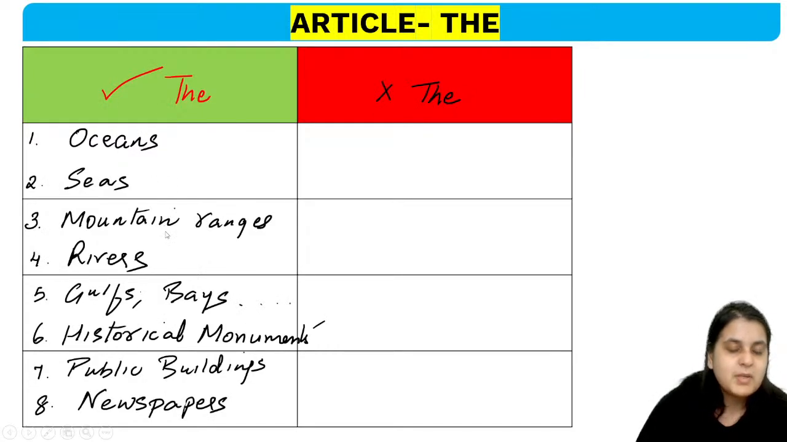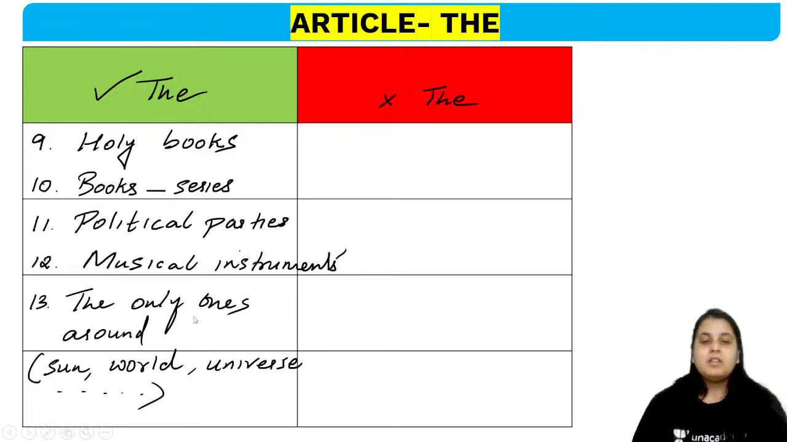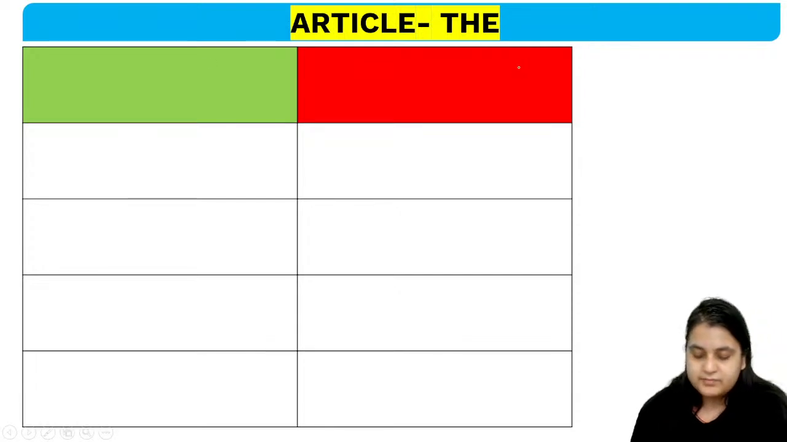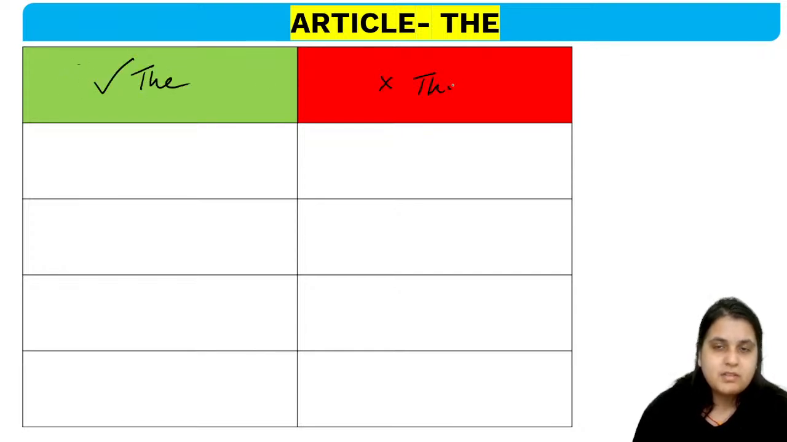So oceans, seas, mountain ranges, rivers, gulfs, bays, historical monuments, public buildings, newspapers, holy books, books which come in series, political parties, musical instruments, the only ones around, sun, world, universe. Correct. Okay, this is when we use the. Next, when else? Come on, let's continue and let's fill up this list. When do we use the and when should we not use the?